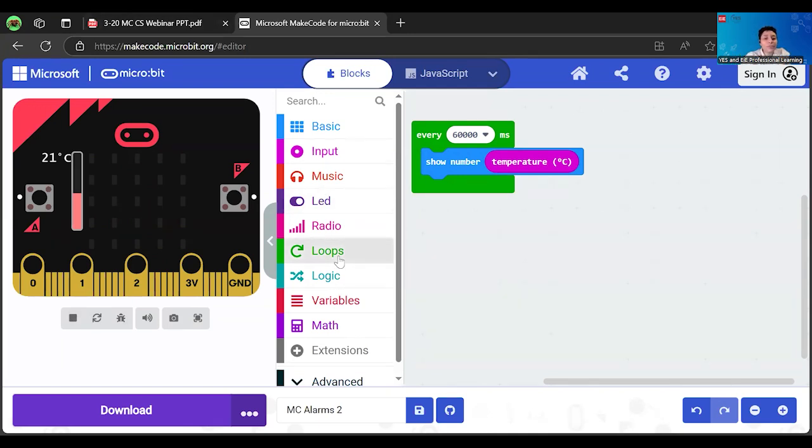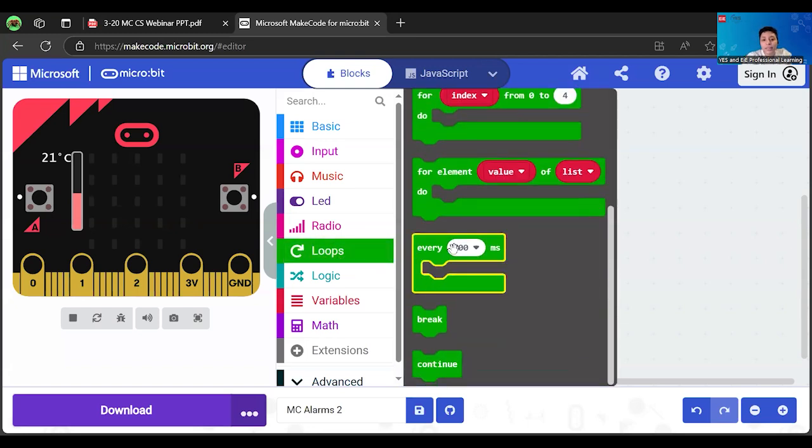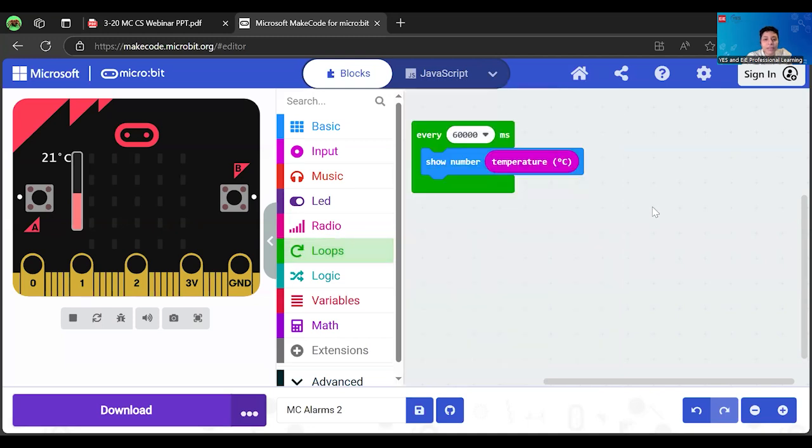Again, if you're looking for the blocks, it's always by color. So our loops are green. And if you scroll down, you can find this and you can adjust the time as needed. The show number is a basic block in the blue, and our temperature is the pink input one.